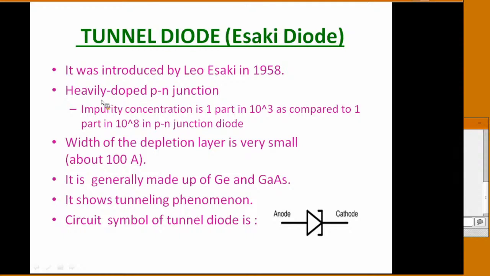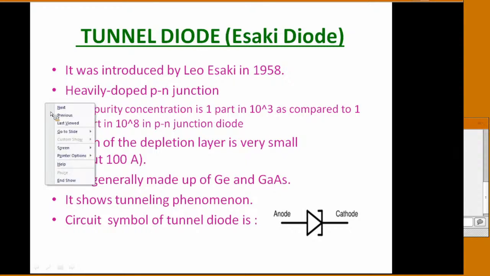Just see, this is a very important slide. It is a heavily doped PN junction. Impurity concentration is 1 part in 10^3 as compared to 1 part in 10^8. Just imagine, 10^8 is 100 million. For 100 million atoms, if you add one impurity part, that is your PN junction diode. But for every 1,000 atoms, you are adding one part. So the PN junction is very lightly doped, but the tunnel diode is very heavily doped.